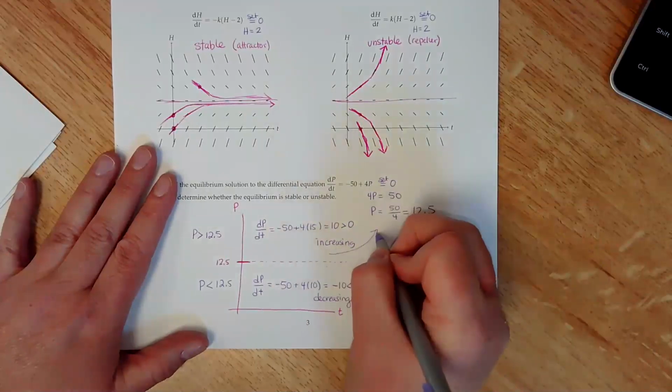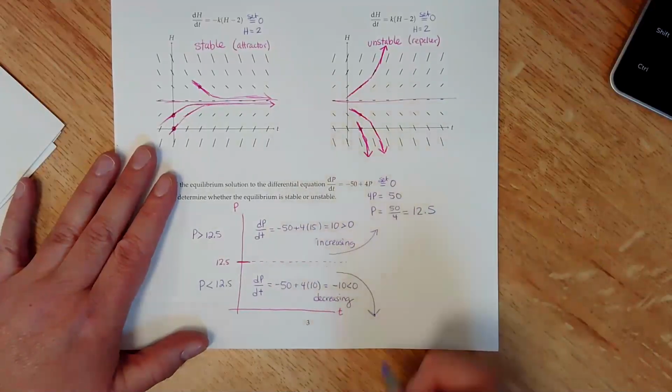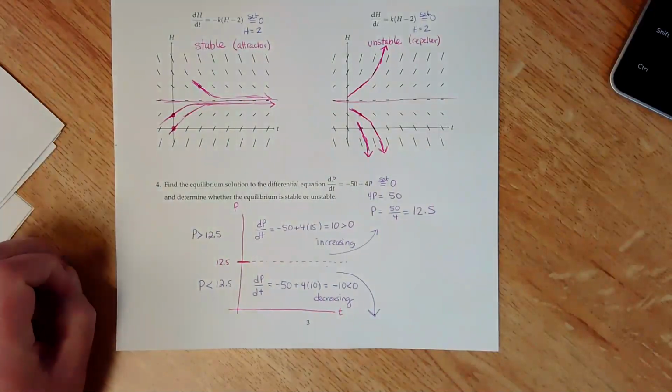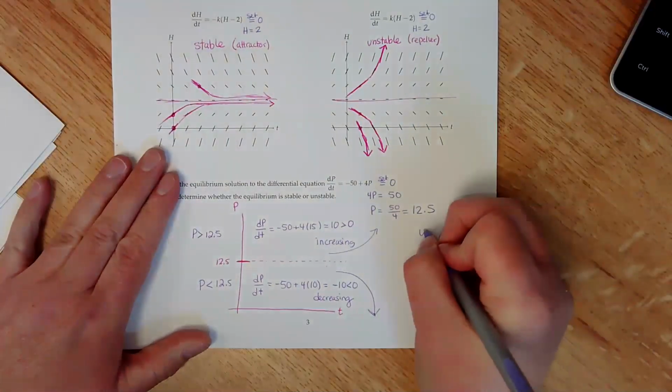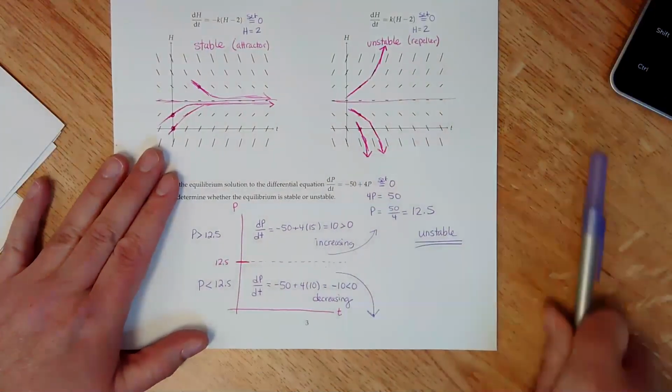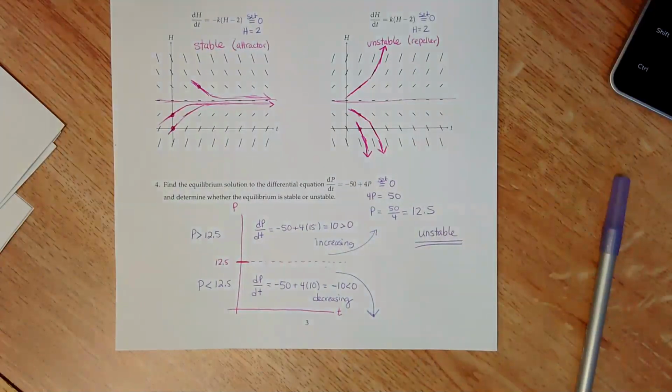So this side's doing this, this side is doing this. That sure looks like we're going away from our equilibrium if P is 12.5. So I would classify this as unstable. Okay, you're certainly also welcome to make a quick sketch of the slope field. That's another way of doing it. Either one of these approaches would be totally fine to determine whether it's stable or unstable.